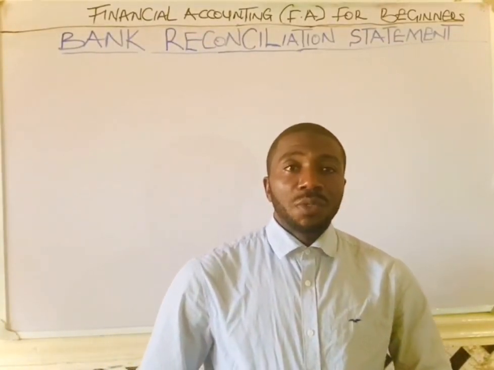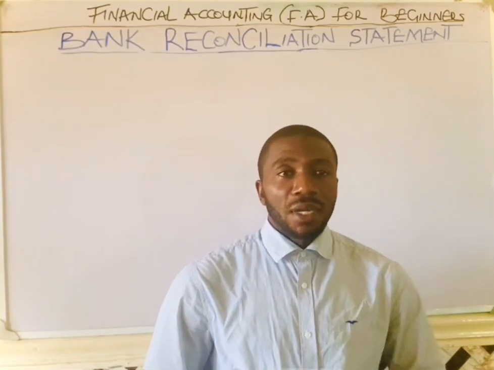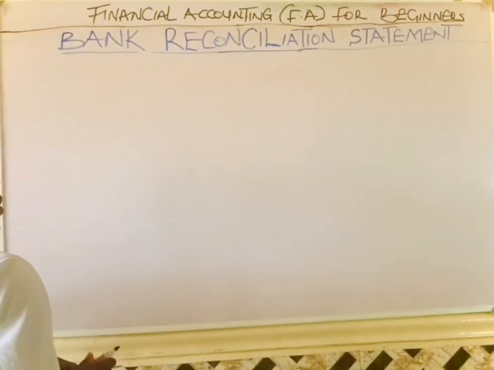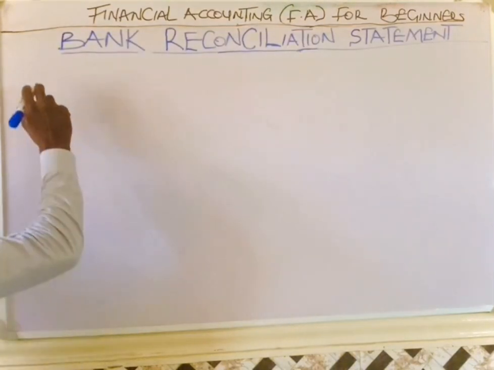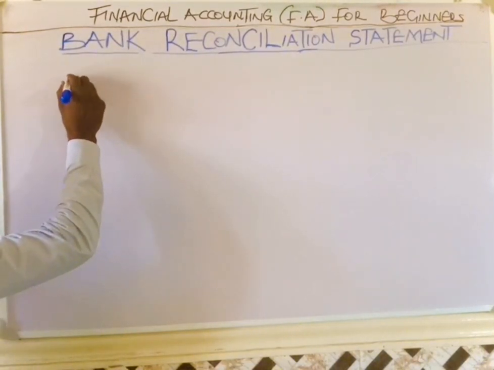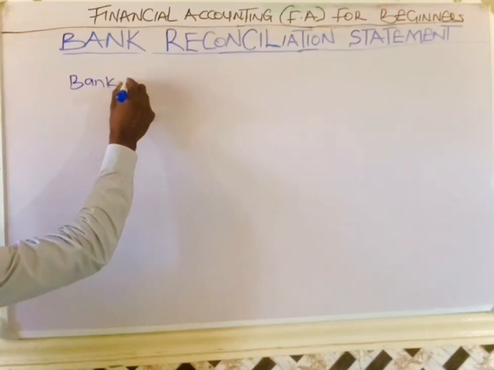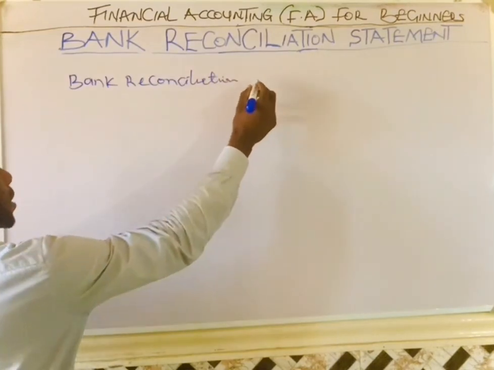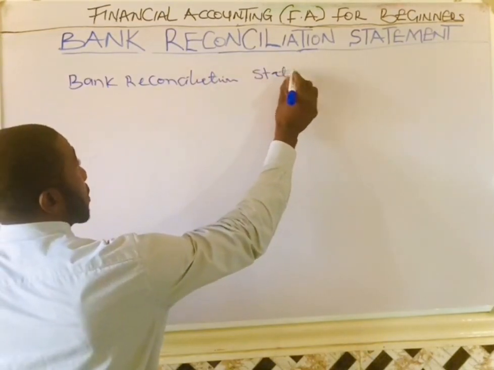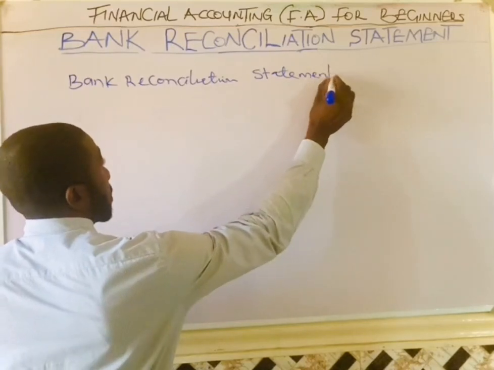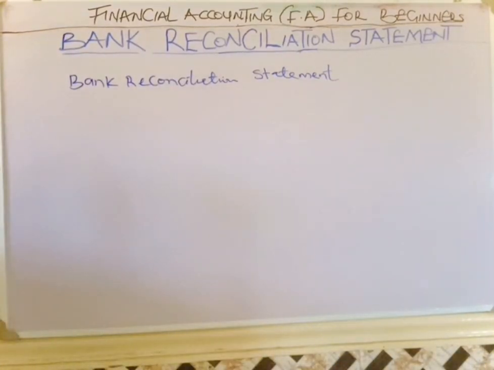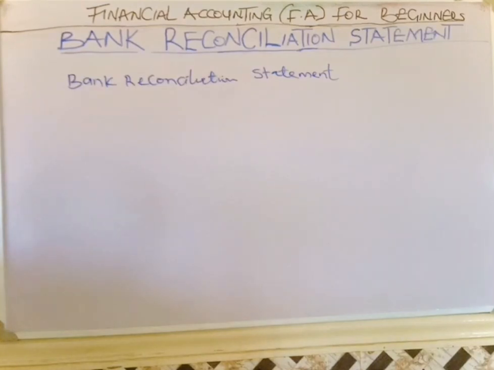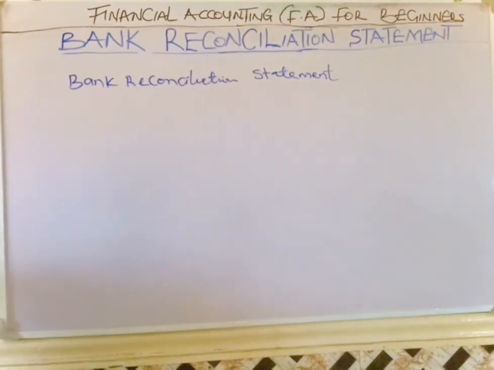We're continuing from where we stopped in our last lecture, at the adjusted cash book format, and we're to continue with the bank reconciliation statement. The relationship between the cash book balance and the bank account balance is a positive relationship. So we are going to look at it from that angle as we proceed.